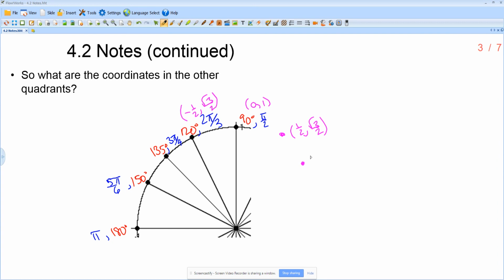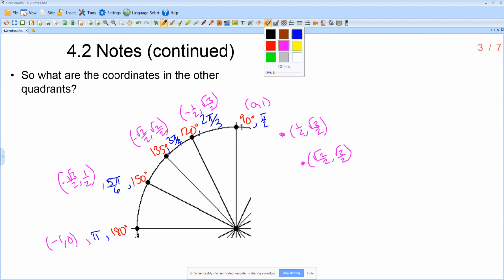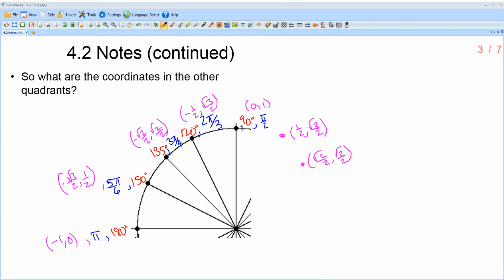The coordinate over here, which was root 2 over 2, comma, root 2 over 2, is flipping over, so x becomes negative. So negative root 2 over 2, comma, root 2 over 2. Again, keeping in mind the x values are negative here, the y values are positive. Last, we'll have that root 3 over 2, comma, 1/2, and this one was negative. And with pi, negative 1, 0. Remember that this is a unit circle, meaning our radius was 1.